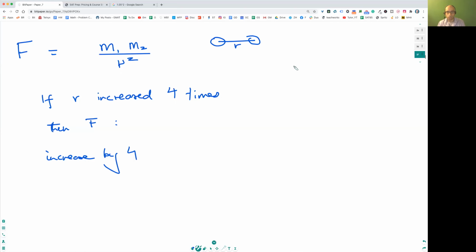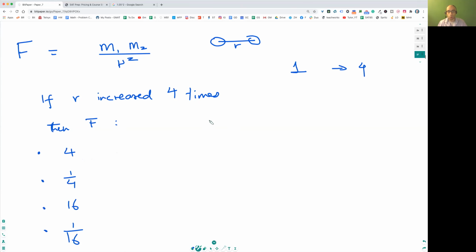So let's say R is 1, now it became 4. So what's going to happen to the force? What's the new force? Let me know what you think it is. What's the ratio of the new force to the old force? Is it 4, 1/4, 16, or 1/16? These are your choices.